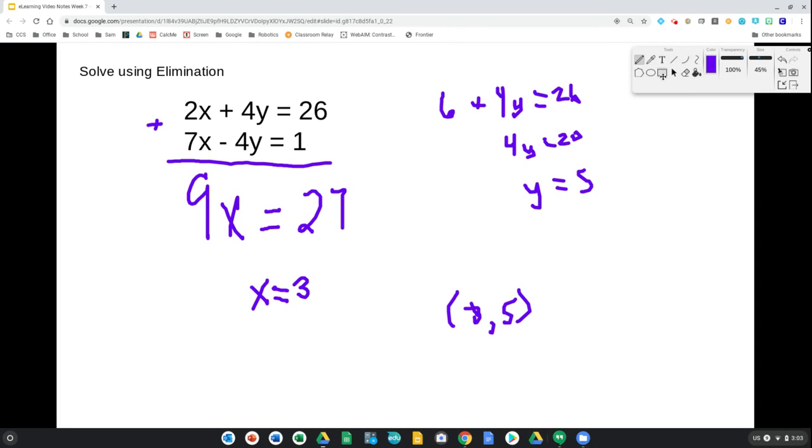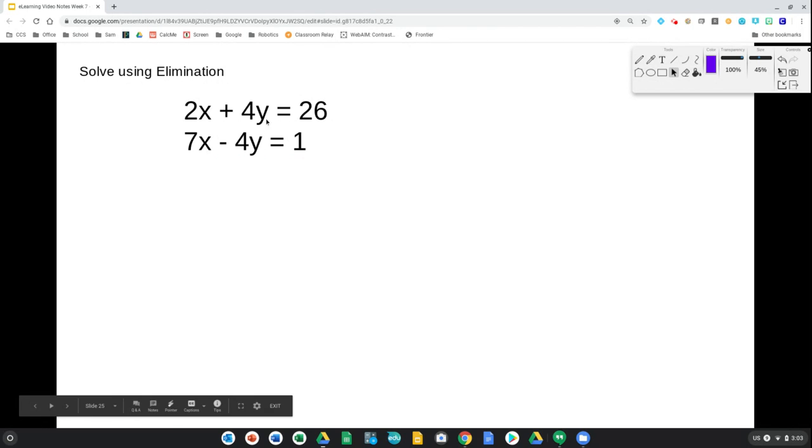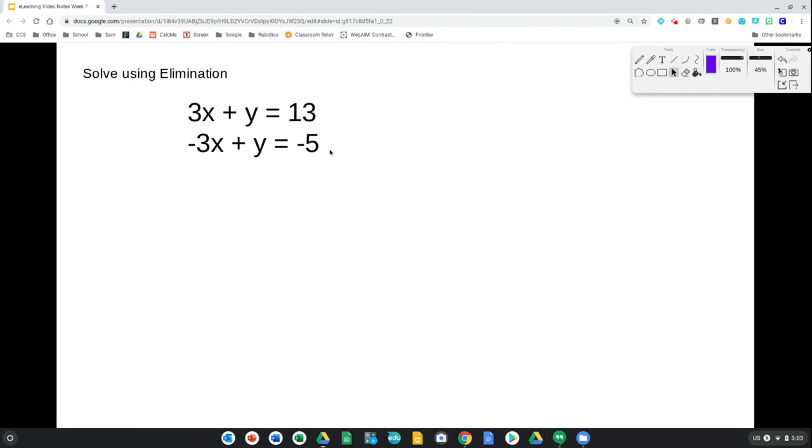All right, so that's the idea of elimination: you're going to combine these two equations into one equation that you can solve. But again, it won't do you any good unless one of the variables eliminates. That's the idea behind elimination. So on this next example, when you combine these together, which one is going to eliminate, the x's or the y's? Well, in this case, it's going to be the x's.